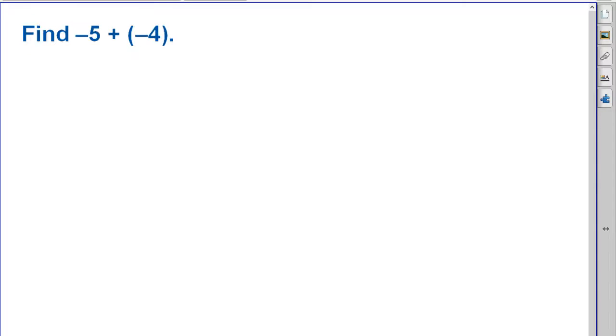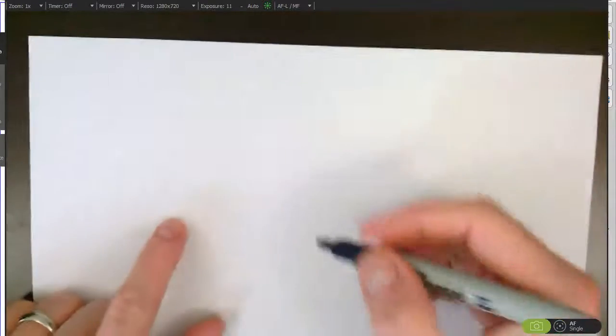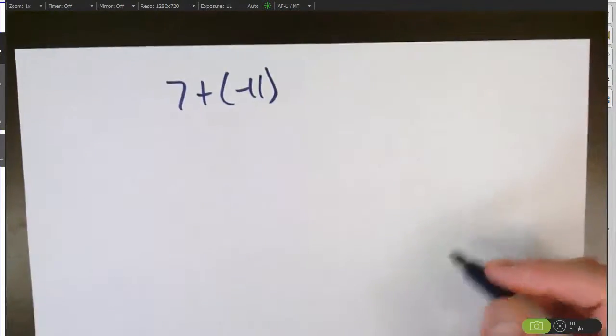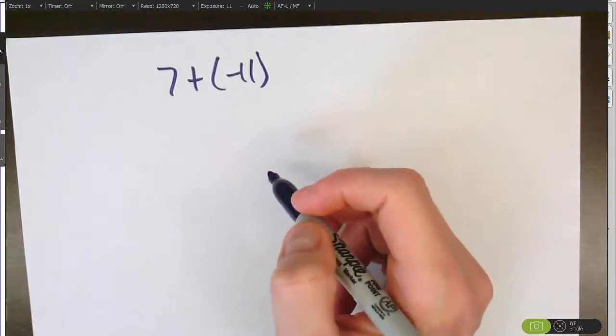Okay, so here we are, we're back. We're finding a sum now of different signed numbers. So we've got 7 plus -11. Again, I know this is all review, but just to get used to the process. Okay, 7 plus -11. So imagine Mr. Moyer is teaching you this for the first time. So now we have opposite signs that we're adding together.